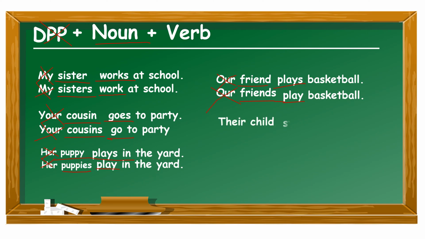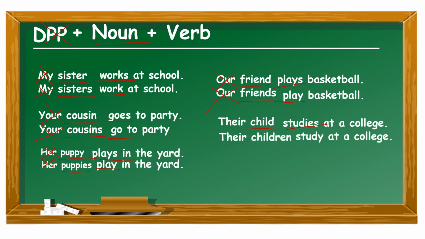The last sentence would be their child studies at a college. Here, the verb is in the singular form because the noun is in the singular form. But if you say their children, then you have to say study at a college. And the reason is because the children is in the plural form. And once again, what we see is that the dependent possessive pronoun had no role whatsoever in determining the form of the verb.